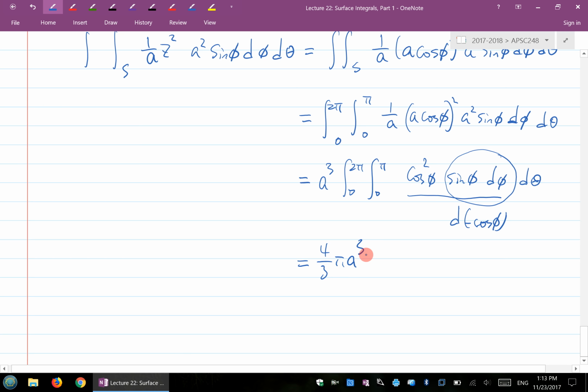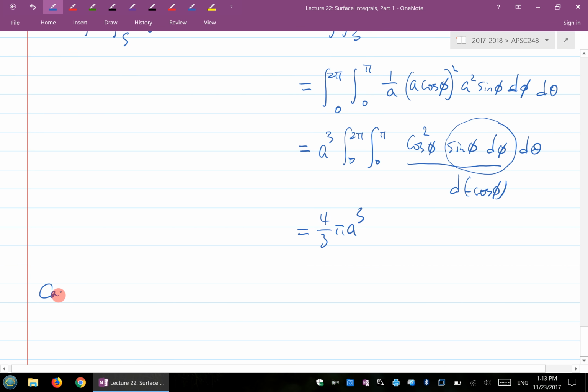Any questions? So you see, as I promised, even though this is a new concept, when it comes to the interpretation and the evaluation, it's actually nothing new. So that's the first special case, when you have a spherical surface centered at the origin.